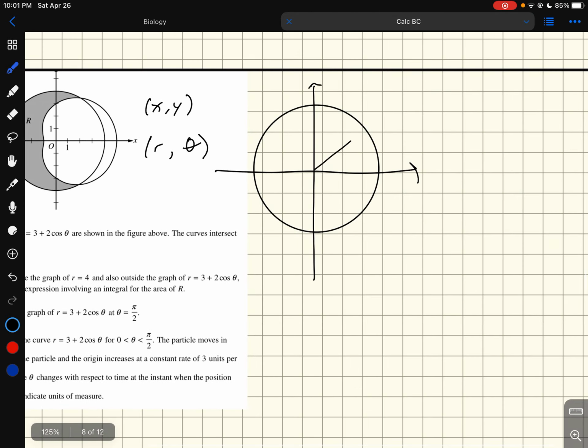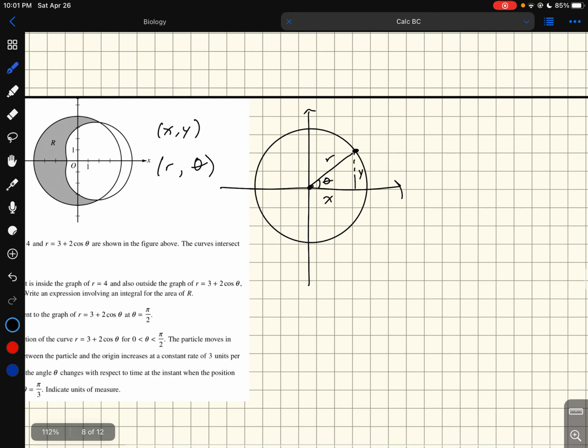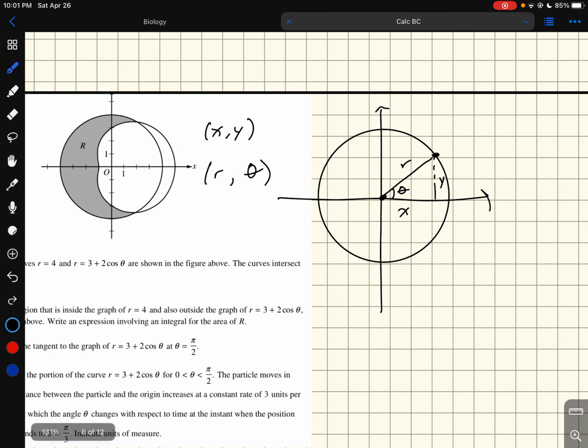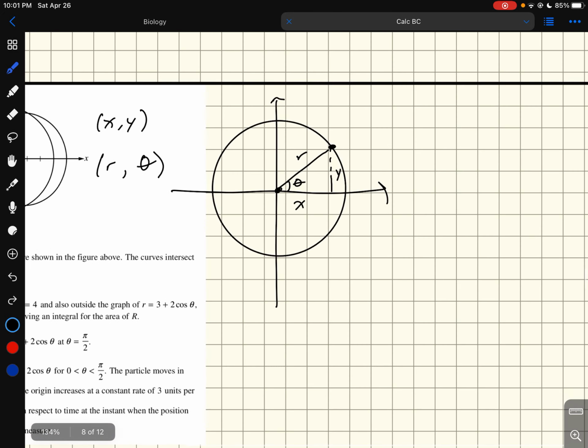And inside the circle, we always have our triangle. So this distance from the center to the outside is r. This distance here is just our x value, and this height is our y value. And of course this angle is theta. So this triangle is how we relate our polar coordinate to our usual xy coordinate.